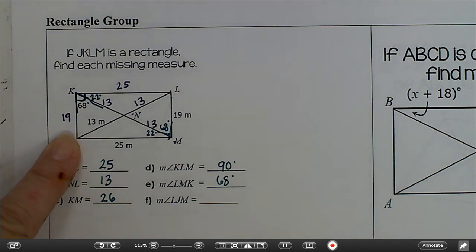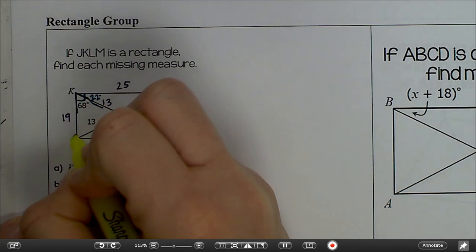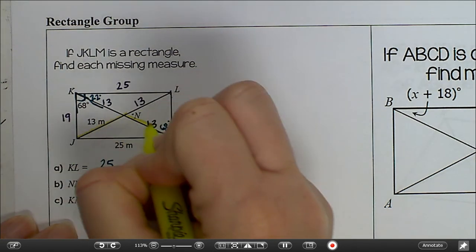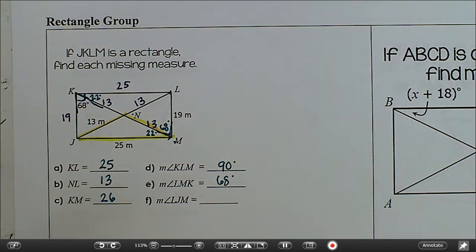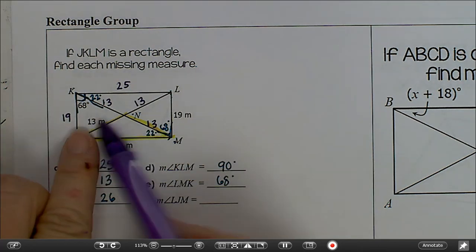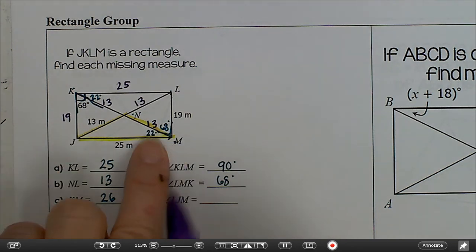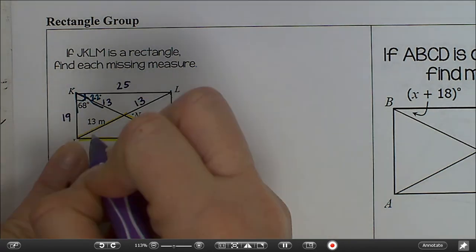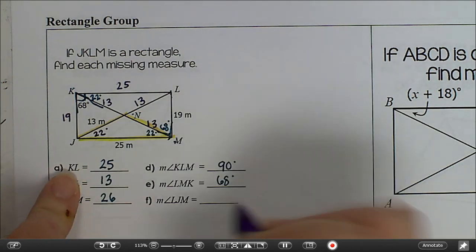Well, one thing you could do is you could be like, well, hold on. Isn't this, and there's multiple ways to do that. Isn't this isosceles right there, that triangle? Well, it is because both of these diagonal pieces are congruent. So it's isosceles. So if this is 22 degrees, then this would have to also be 22 degrees because it's isosceles.